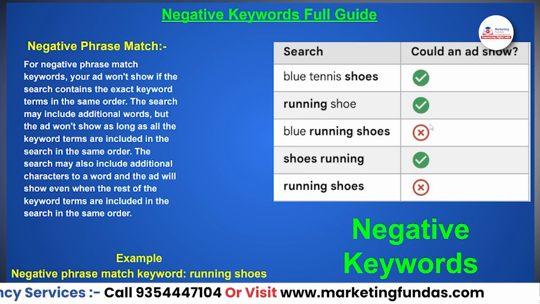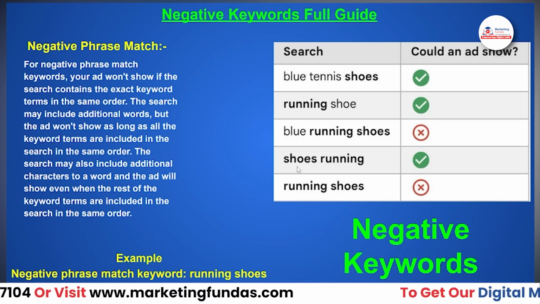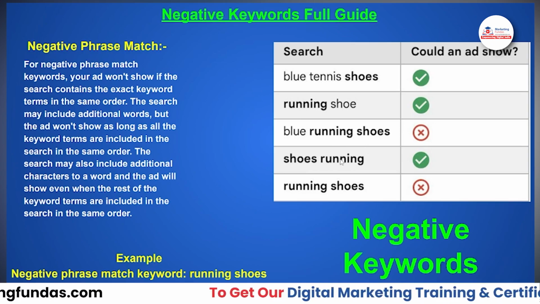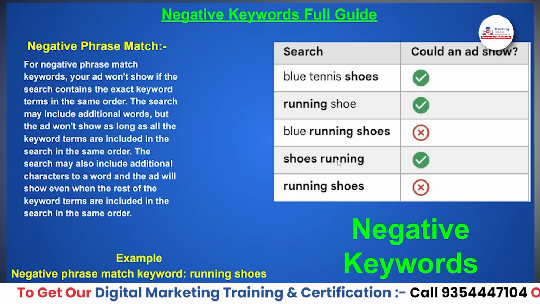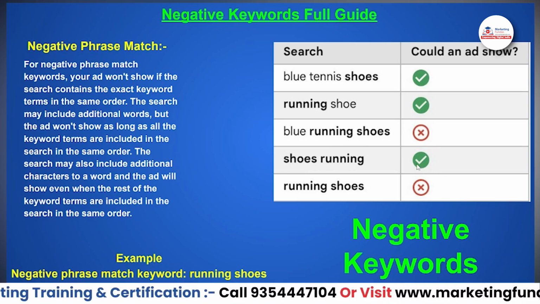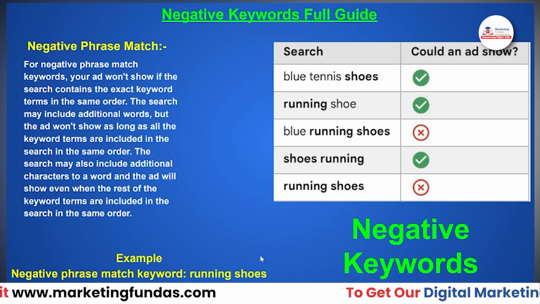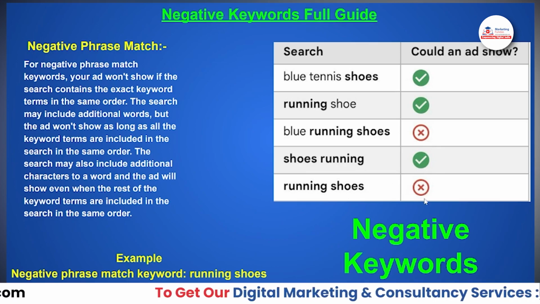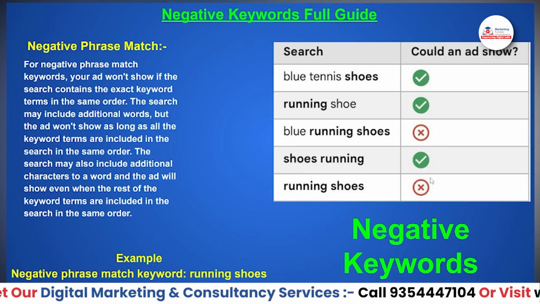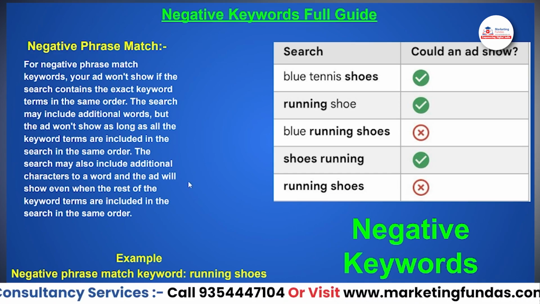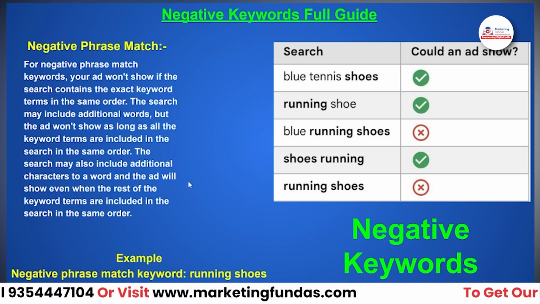And here "shoes running". The keywords are the same, but the order is not the same. That's why your ad will be shown. But here, "running shoes", the order exactly matches the negative keyword, right? That's why your ad won't be shown. That's how negative phrase match works, right?